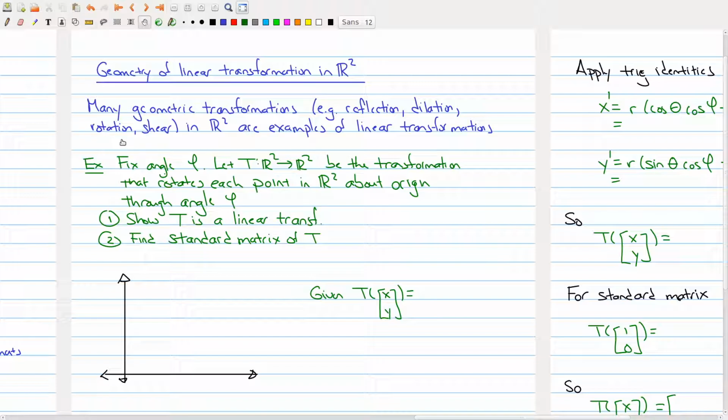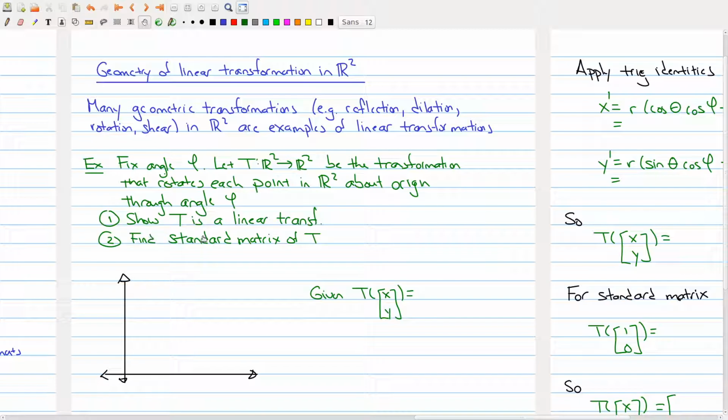So here's the example that we would like to look at. We're going to fix some angle phi. And what we're going to do is look at the transformation from R2 to R2, so we're going from the plane to itself, that takes each point and rotates each point in R2 about the origin through the angle phi.